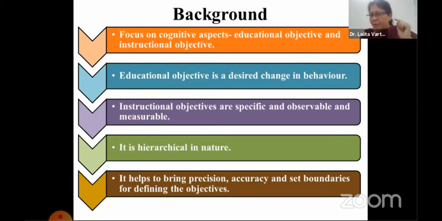When we talk of taxonomy and when we talk of science, classification of plants, classification of animals, you have the broad categories. Under those broad categories, you have further categories, but there is a specific hierarchy, there is a specific sequence. So in a similar way, when we are talking of Bloom's taxonomy of education, we are talking about a specific hierarchy of thinking skills which we expect to be developed in our students. It is basically to bring in precision, accuracy, and set the boundaries for defining our objectives.